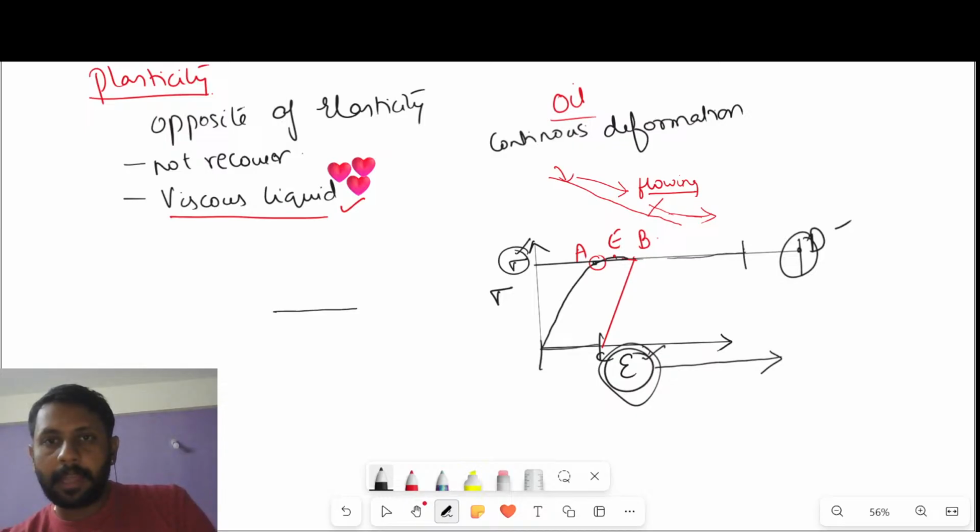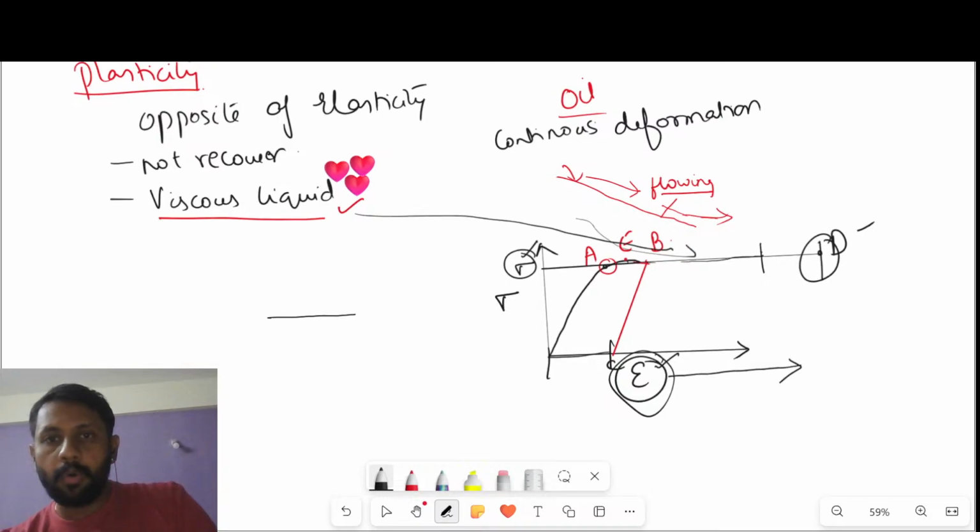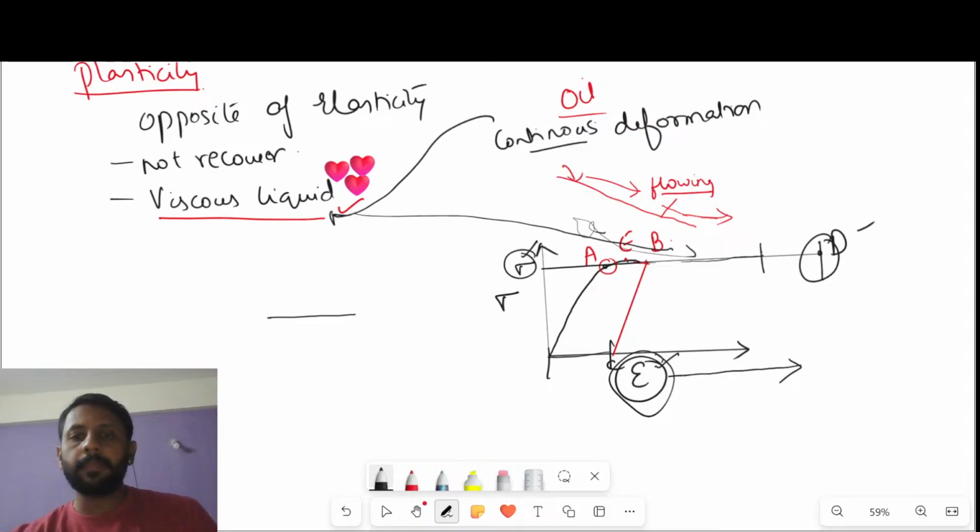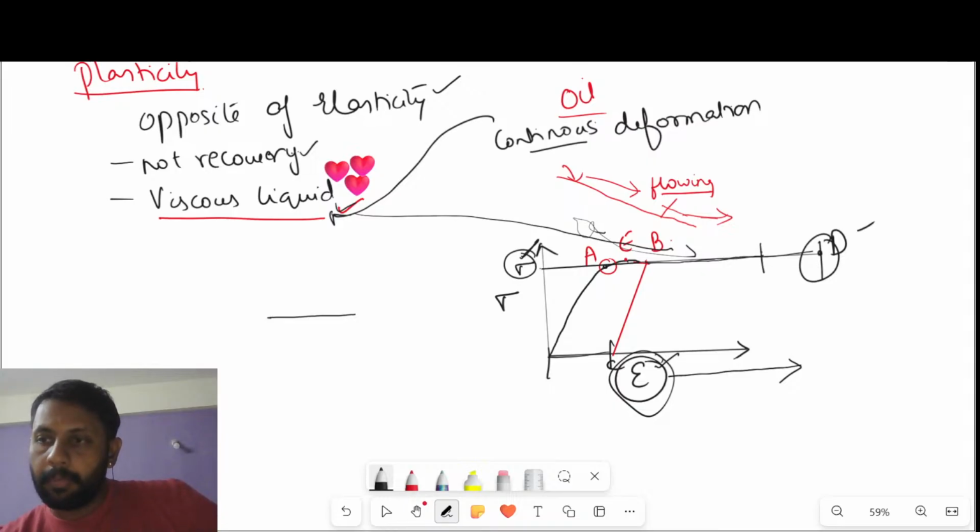It is compared with a viscous liquid. Like how a viscous liquid will not stop when it is flowing, in a similar manner the material also, after it has crossed its elastic limit, even if you apply a minimum increase in stress, it will start expanding. That is why it is compared like a viscous liquid. So plasticity is the opposite of elasticity. It will not undergo any recovery after removal of load. Its behavior is something like a viscous liquid. Okay.